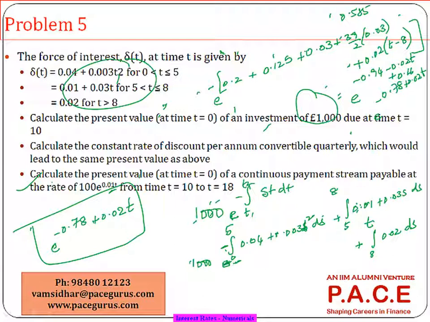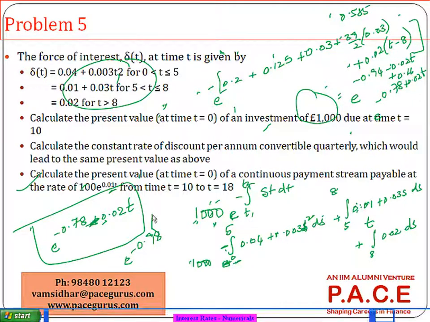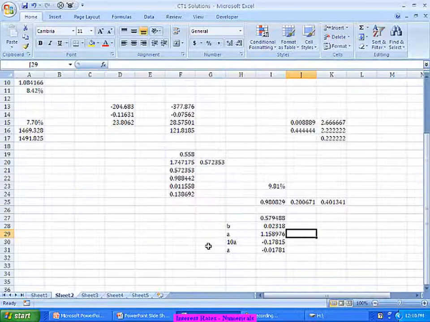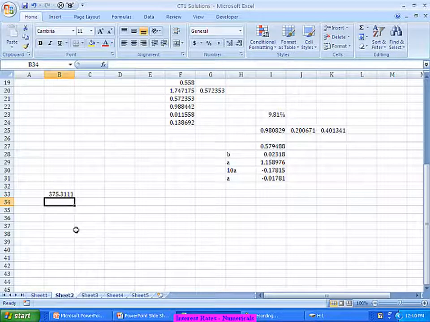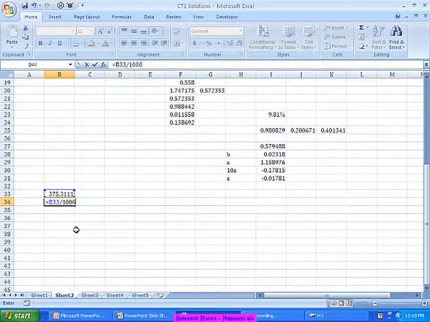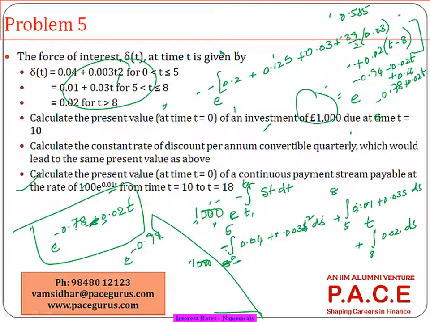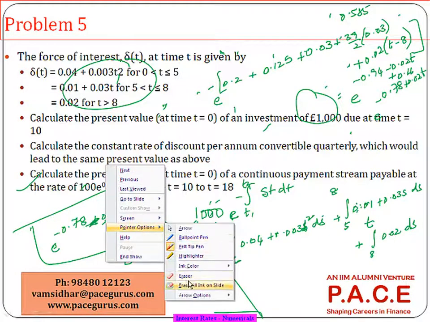So the same number I can put t equal to 10. If I put t equal to 10, this is minus 0.02t, okay, minus 0.02t. So if at all I am putting t equal to 10, it is becoming e power minus 0.98. So the discounting factor will be e power minus 0.98 into 1000, right? So whatever is the 1000 into e power minus 0.98, which is working out to 375. So the discounting factor is nothing but this divided by 1000, which is 0.375, works out to be the discounting factor here.